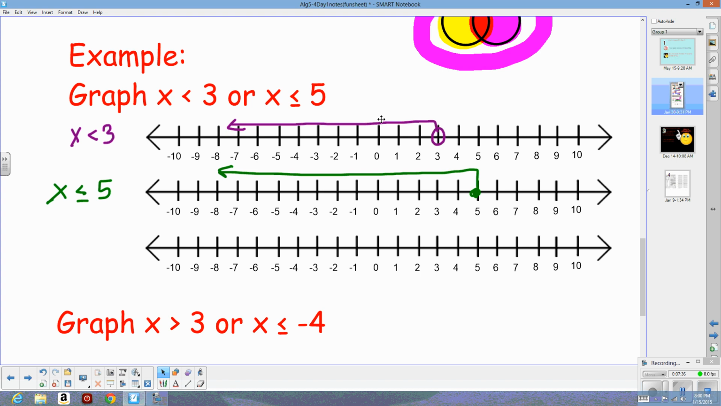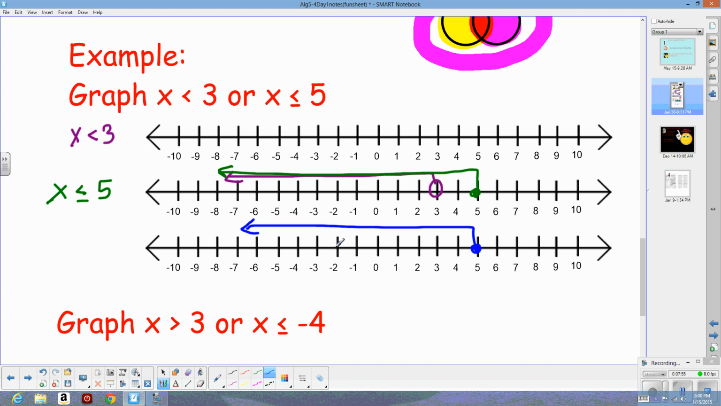Now if you were to visualize putting this graph on top of the second one, it's not just where they overlap, it's anything at all that's covered by either one of the graphs. So the solution is going to be all the way over here on the 5 and including the 5 all the way to the left. All of the numbers that are less than or equal to 5 is a solution to this compound inequality, because the solution can be a number that satisfies this one or this one. It does not need to be in both. It can be in one or the other.